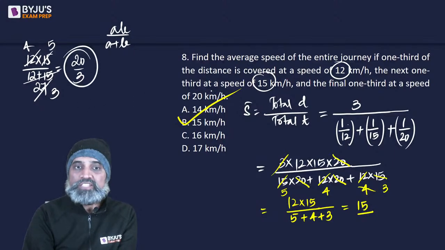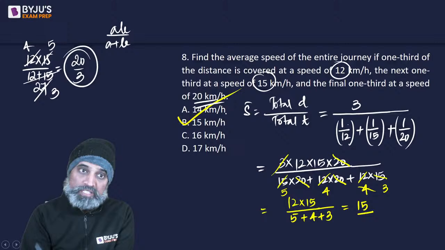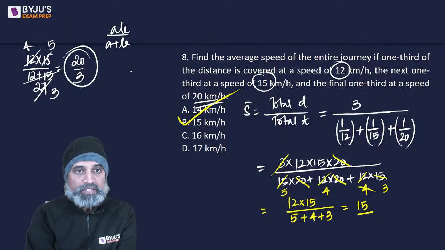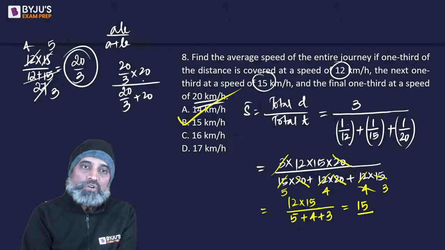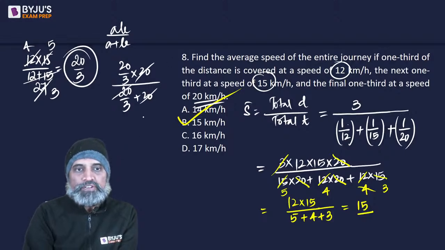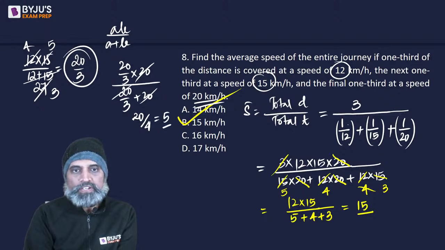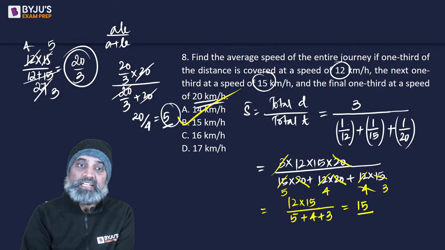Now I'm going to use this 20 by 3 with this third number, same formula, AB by A plus B. So 20 by 3 into 20 divided by 20 by 3 plus 20. So we can get rid of a 20 and then we will be left with 20 divided by 1 plus 3, 4. So this is going to give us 5.